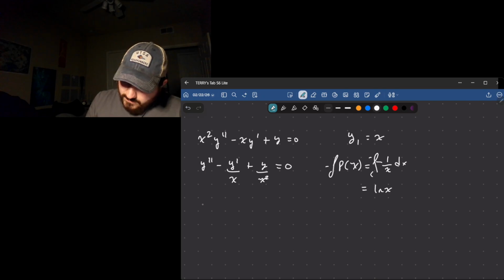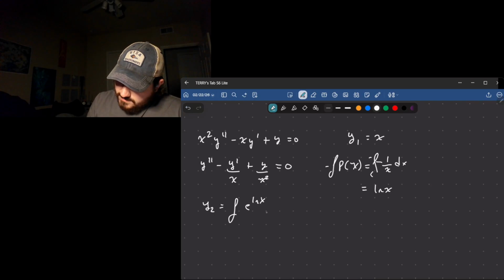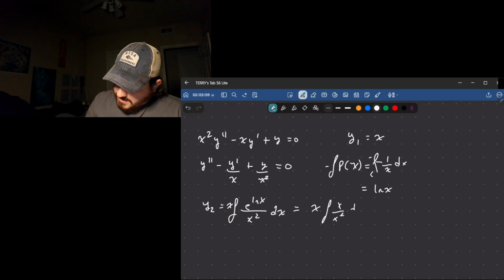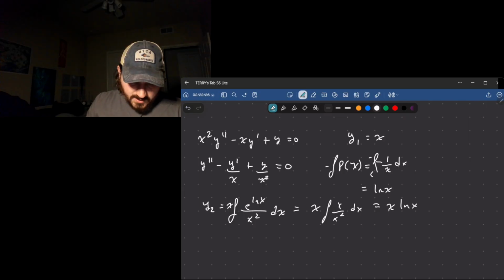So now we have y2 is equal to integral of e to the natural log of x divided by x squared, and then that's dx, okay? And then we're going to multiply by our y1 out here as well. So now we have x, and then this is just going to be x here, so we have integral of x over x squared dx, which we can see is just 1 over x, and we already know that's natural log of x, so we get x natural log x. Okay?